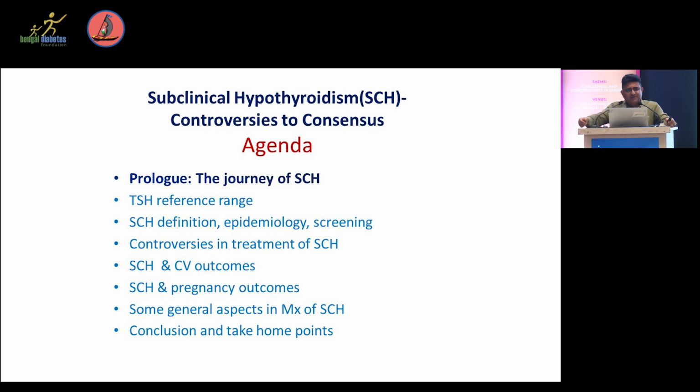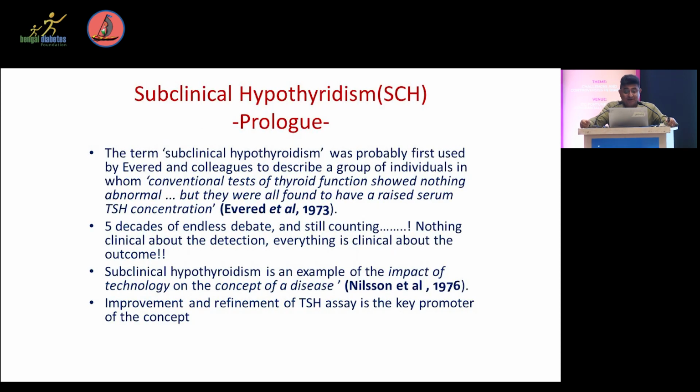So it has been evolving since the last 5 decades, and it was initially coined in 1973. And in 1976, Nielsen made a very interesting, philosophical observation. Subclinical hypothyroidism is an example of the impact of technology on the concept of disease. That means it depends on how you are measuring your TSH, and that's how you arrive at a definition of subclinical hypothyroidism. Because it's only TSH which changes, nothing else changes. There will be no specific clinical criteria to diagnose subclinical hypothyroidism.